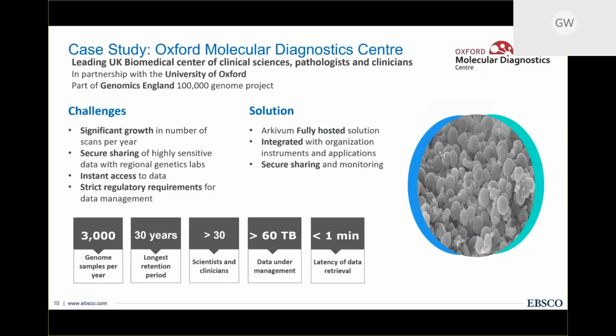For Oxford Molecular Diagnostics, they're part of Oxford University Hospitals. Essentially, their clinical services and research are generating and need to store genomic data. That becomes part of the patient record and requires a 30-year retention period. They have a lot of large samples, and they also want rapid retrieval of them. So they deployed Archivum to ensure their data was easily accessible and could be shared according to their guidelines, and to track that it was being shared with their 30 plus or minus scientists and clinicians who needed to access the data.